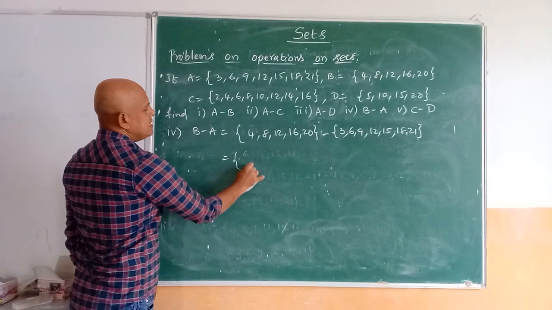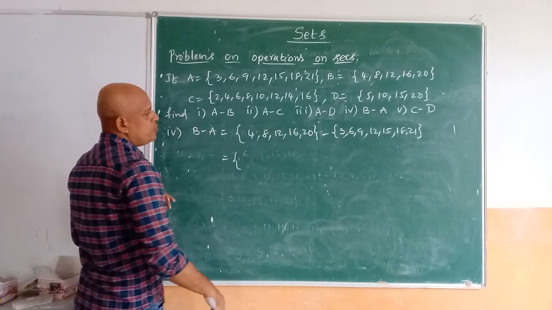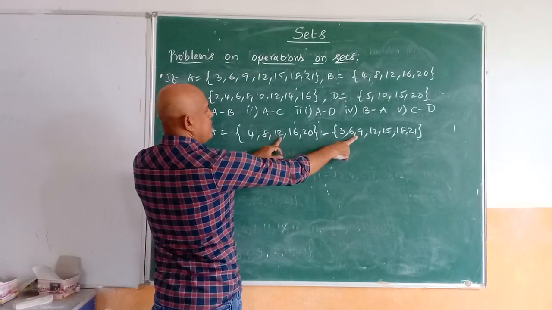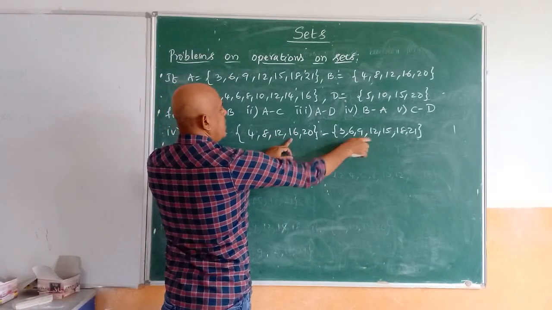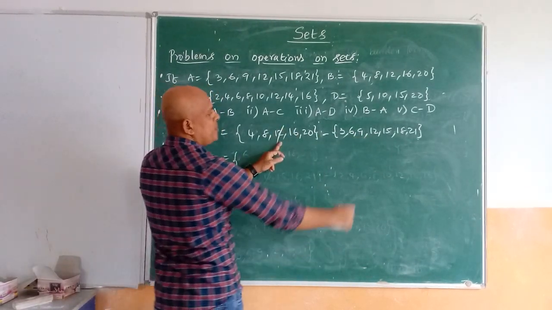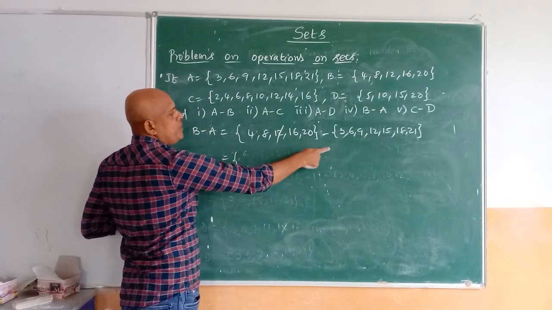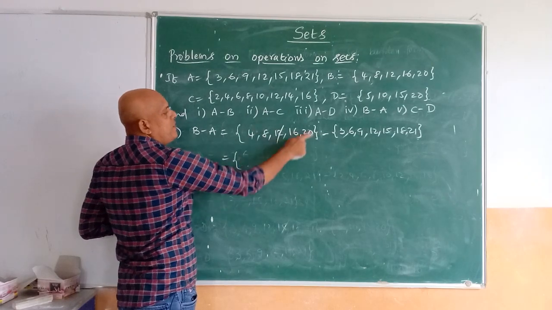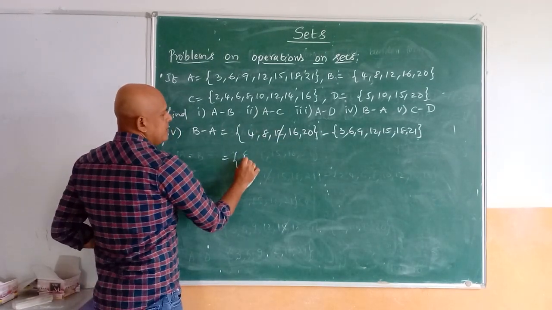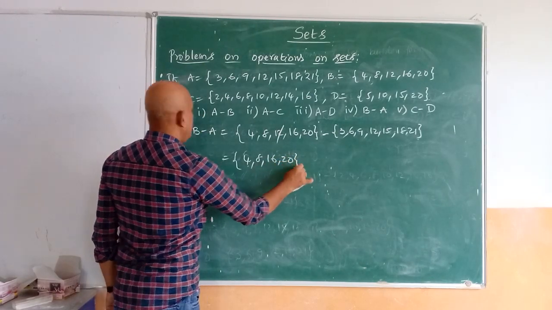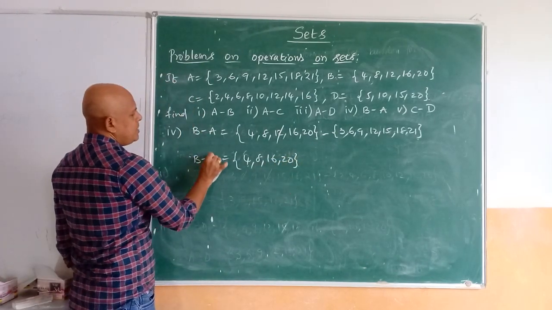As I said earlier, the common element should be cancelled. 3, there is no 3. 6, there is no 6. 9, there is no 9. 12, yes, 12 is a common element. There is no 15, 18 and 21. So the common element should be cancelled in the first set, and the leftover elements in the first set should be written, that is 4, 8, 16, 20, which is equal to B minus A.